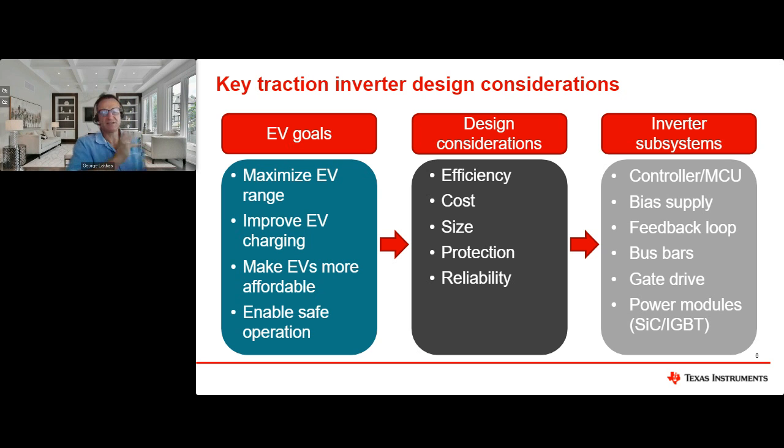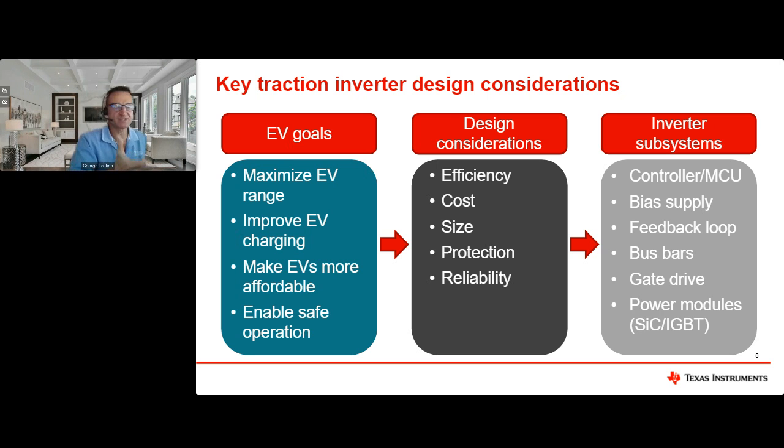And last but not least, how do we enable safe operation for the passengers? So as we transition to the design considerations for the EV, of course, it's efficiency to maximize EV range, cost to lower the cost of the vehicle, size to make sure that the weight and the size of the vehicle do not unnecessarily increase, and protection and reliability. What set of protection and monitoring features should the inverter have to ensure safety and reliability?